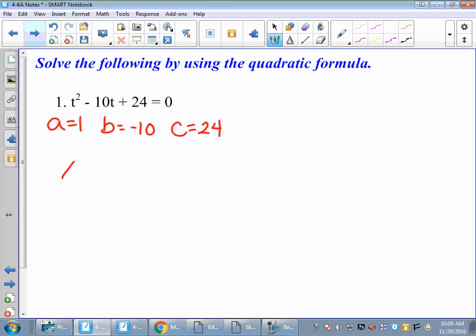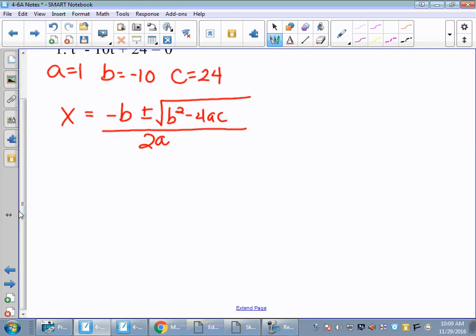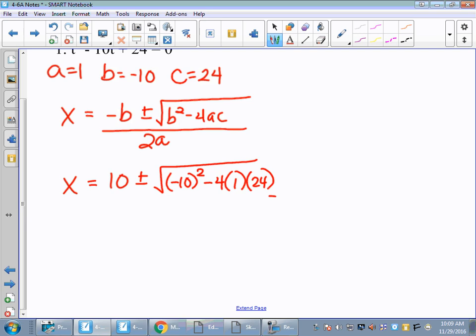The next thing we're going to do is take the time to write down the formula. x equals negative b plus or minus the square root of b squared minus 4ac all over 2a. Once you have the formula written down, you're looking at each letter. It's just a simple substitution. x equals, it says the opposite of b. So since b was negative 10, now it's a positive 10. Plus or minus the square root of negative 10 squared minus 4 times 1 times 24, all over 2 times 1. If you don't show that step, you're not getting credit. It will be wrong on your test or your quiz.